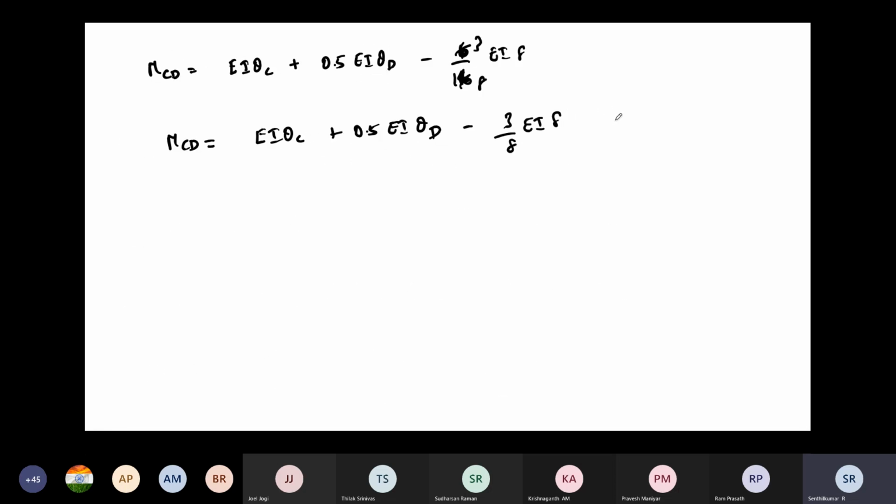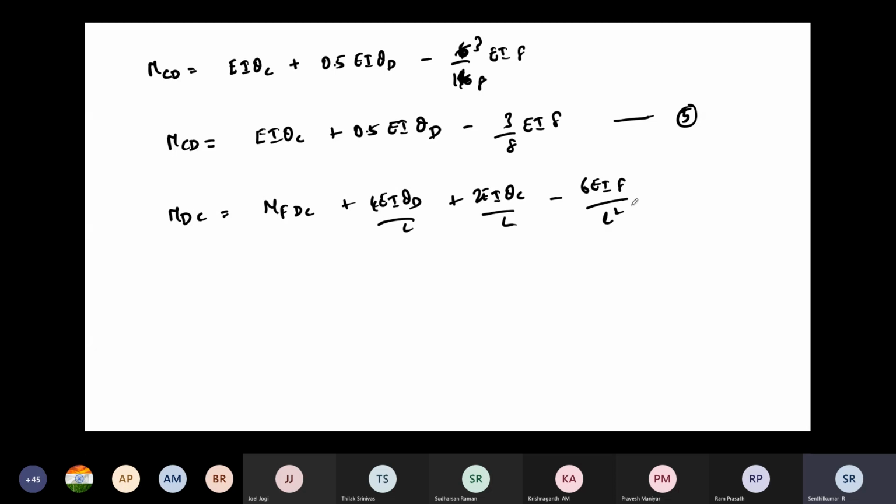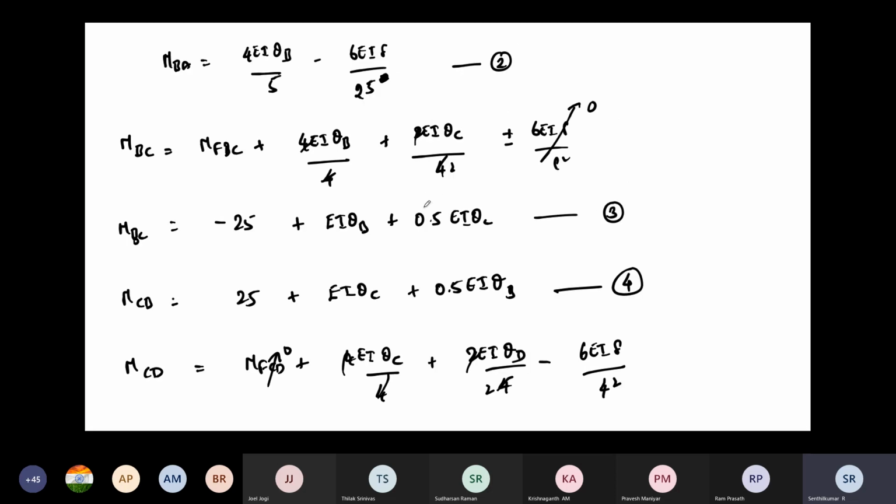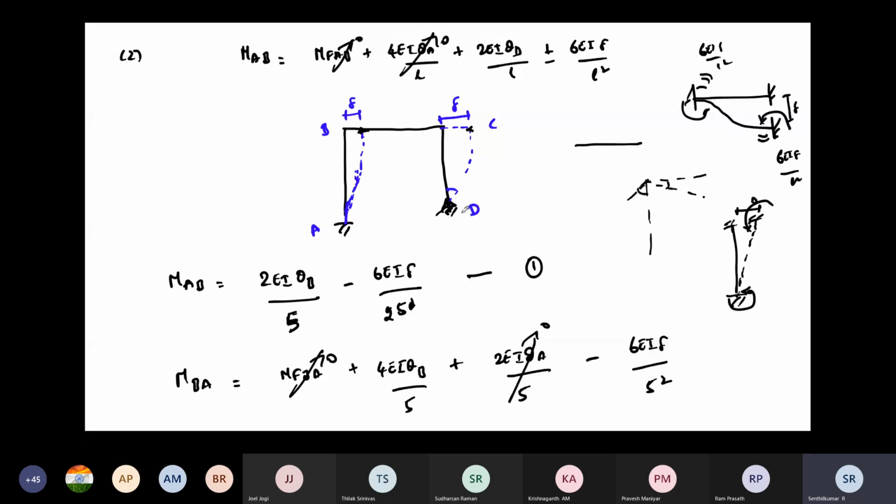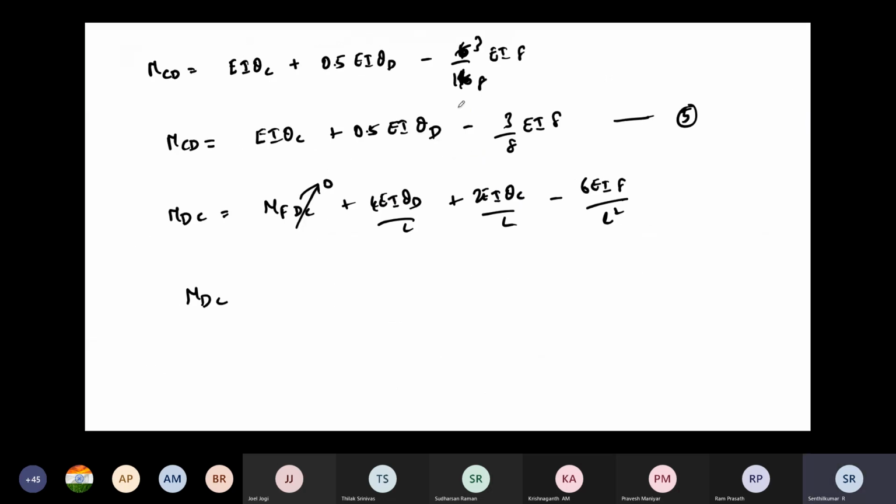So this is equation number 5. Then what about MDC? MDC will be equal to MFDC plus 4EA theta D by L plus 2EA theta C by L minus again the same 6EA delta by L square, same minus only. So you just have to interchange it, that's all. This will be 0. Now you can't make theta D as 0, because theta D is unknown here. That's why here also we didn't cancel. Theta D is unknown.